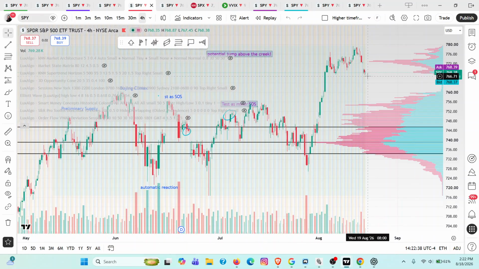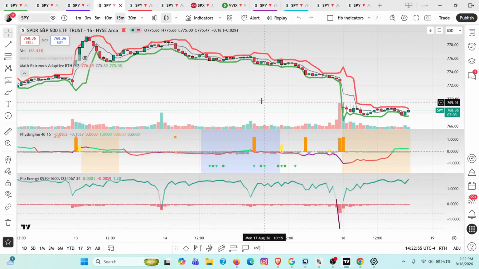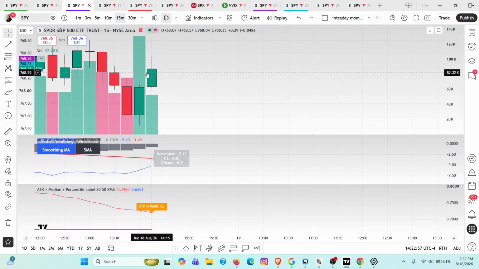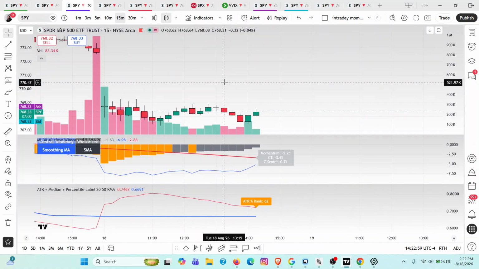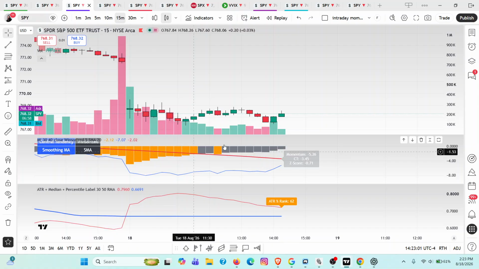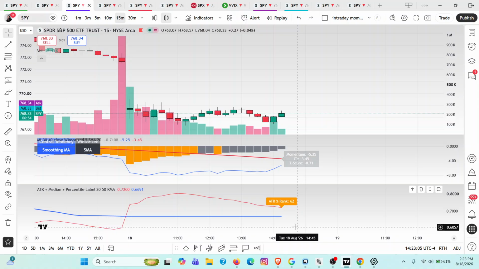We can see that we're currently in the jump above the creek, back up to the edge of the creek, sorry, on the 4 hour structure, right? So that huge move back in beginning of August, then some chop, okay? And then now we need to wait for this momentum to flip positive and volatility to contract.